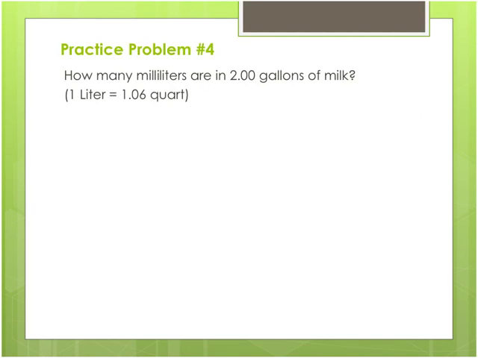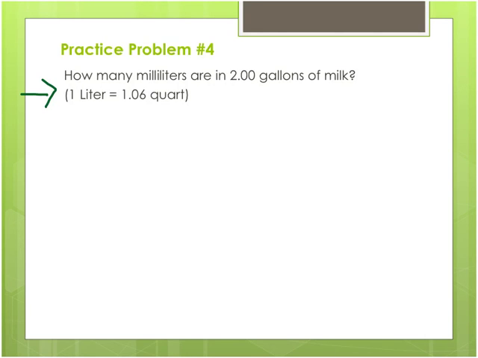Okay, we're up to problem 4. This problem asks how many milliliters are in 2 gallons of milk. Now, you'll notice that I've given you a conversion fact right here that I looked up for you in a handy-dandy table. We know that 1 liter is the same as 1.06 quarts. So if I can get from gallons to quarts, then I can get to liters, and then I remember that there are 1,000 milliliters in a liter.